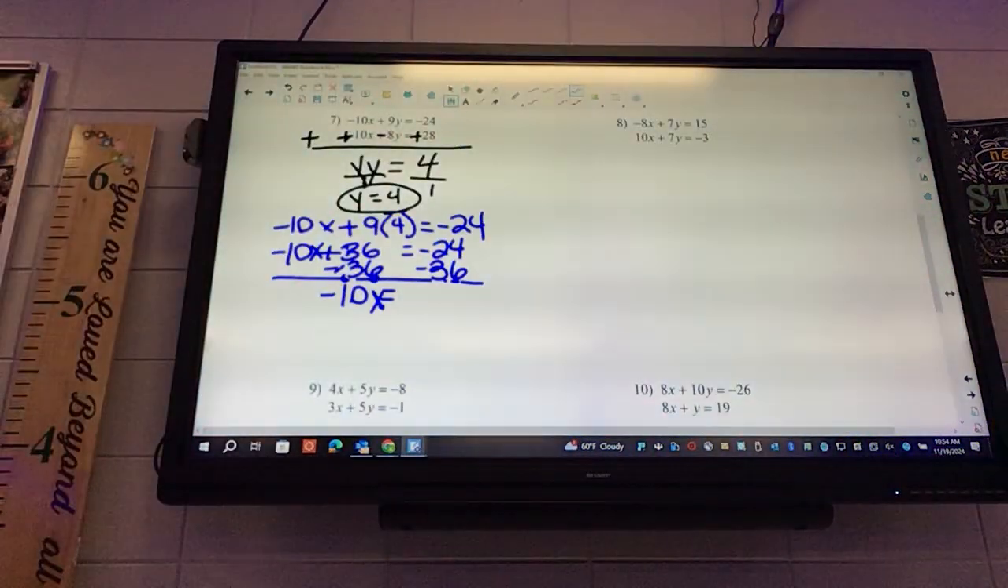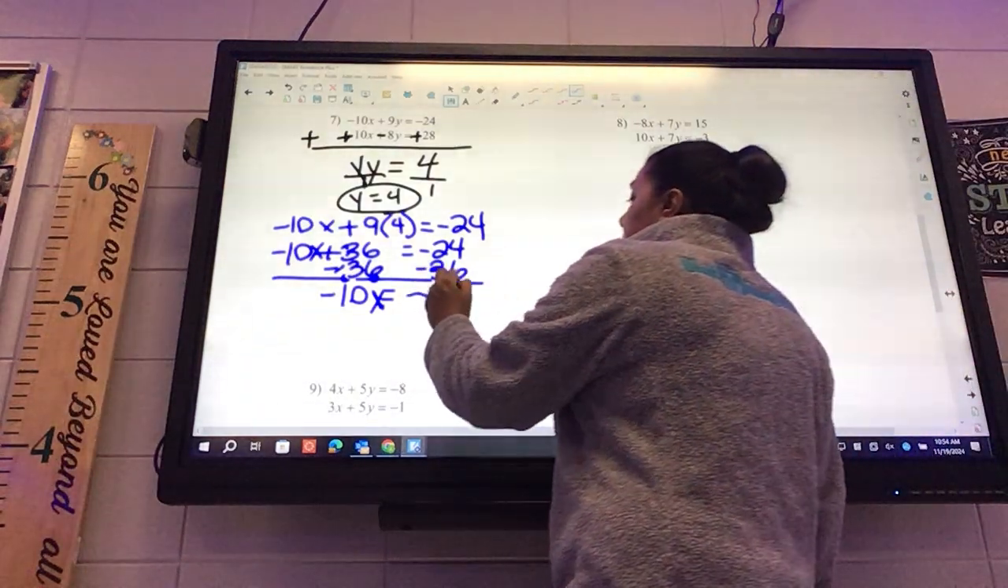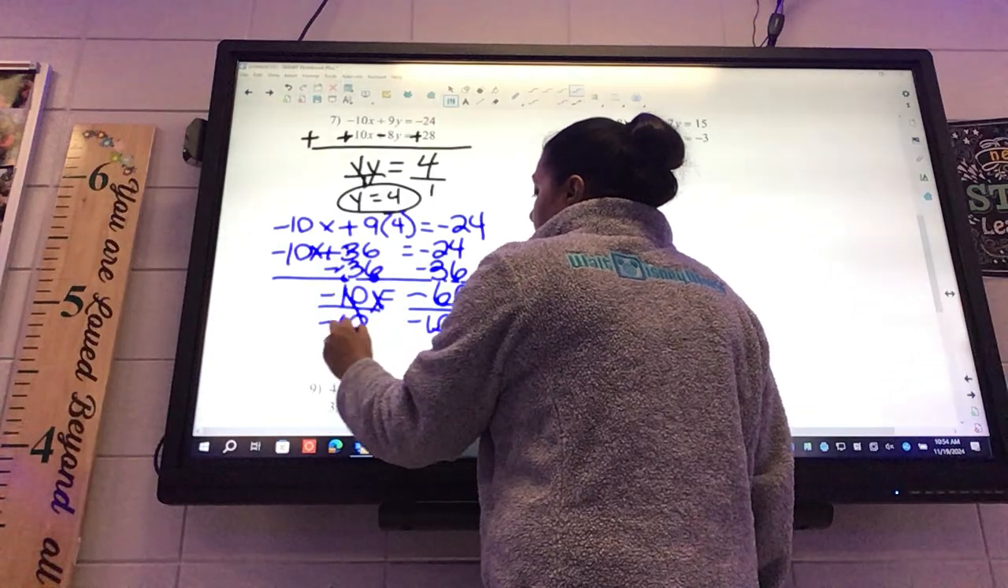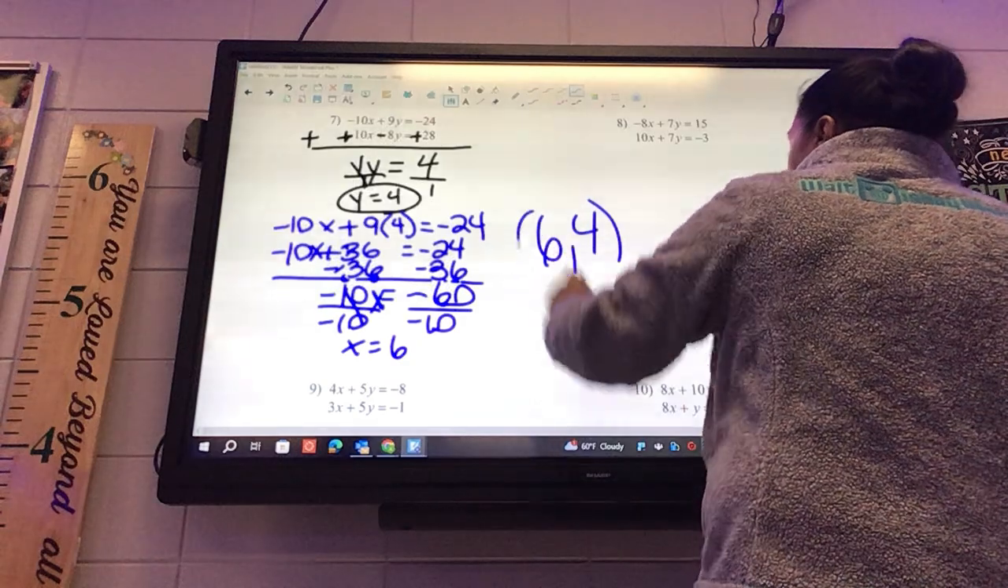Okay, do you guys know how I knew something was going to be wrong? When I go through and divide, I was going to get a decimal. If you get a decimal, your answer is wrong, I guarantee. It's going to be a whole number and it should be smaller than 10. So if you're getting that, then something's definitely wrong. So we get negative 60, and then divide by negative 10. So we're going to get x equals 6. So it's going to be 6 comma 4.